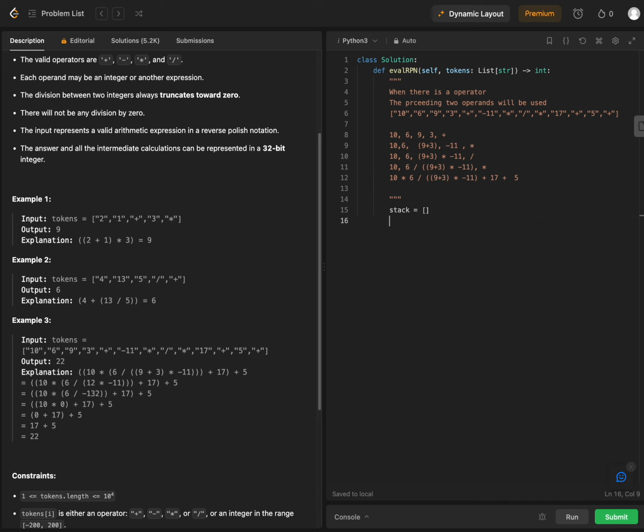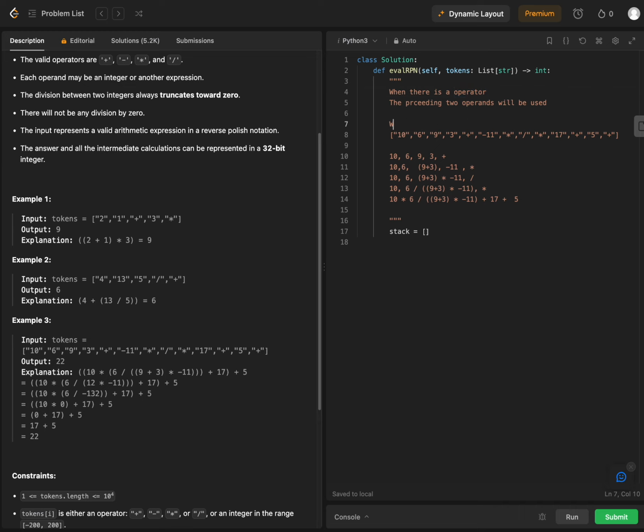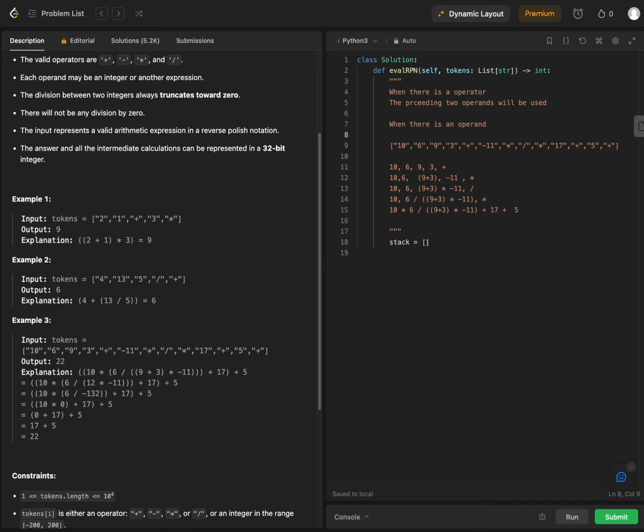When we loop through the entire list of tokens, we want to make sure that if we come across an operator, we use the two preceding operands. When there is an operand, add it into the stack. So first thing we want to do is have an operand set, and an operator set, and once we have a set, we want to make sure it's set.